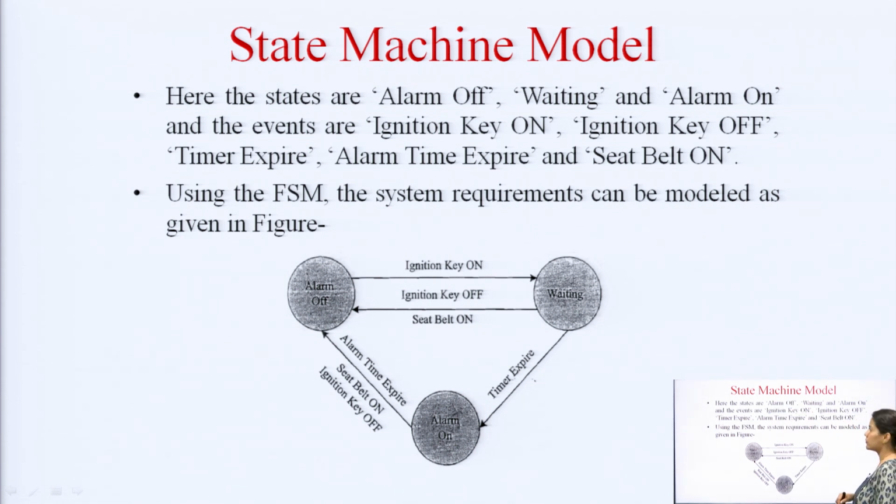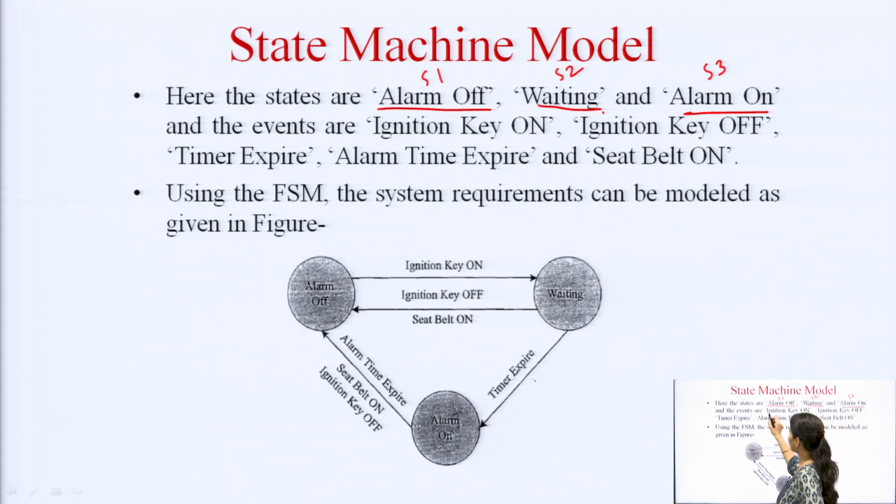So, first of all we have to recognize the states. The first state is alarm off. So, this is state 1. Another is waiting. Waiting for what? Waiting for the condition that it should be on or off. And alarm on is another state. The events are ignition key on. So, events are the trigger inputs, the stimuli.